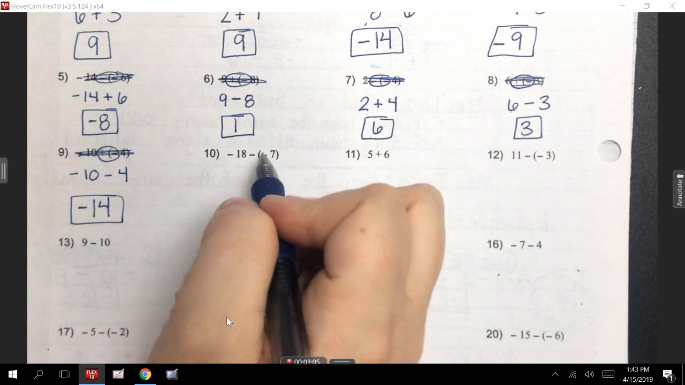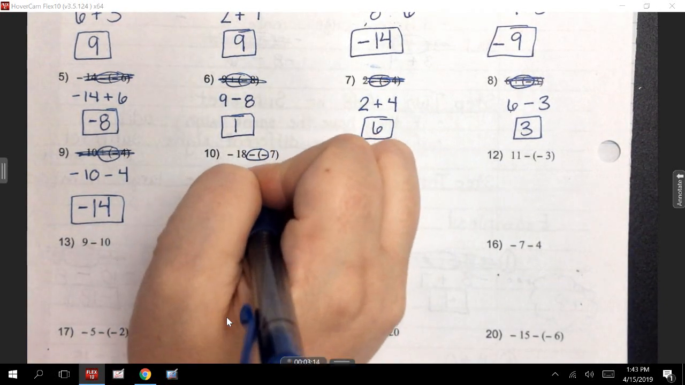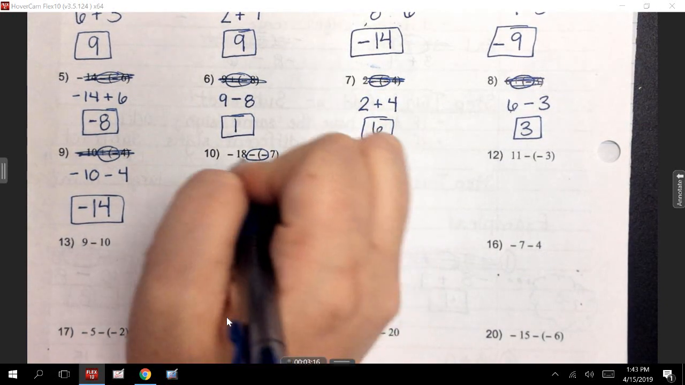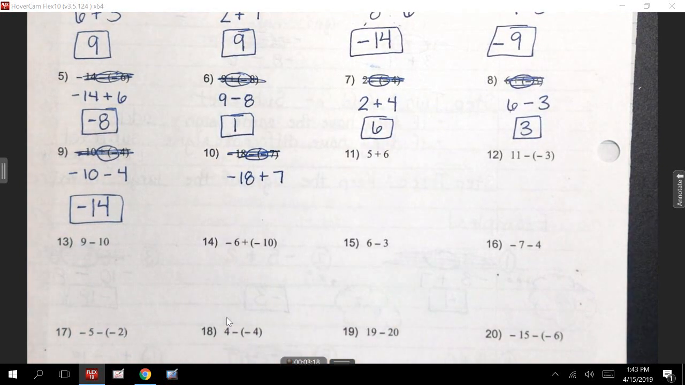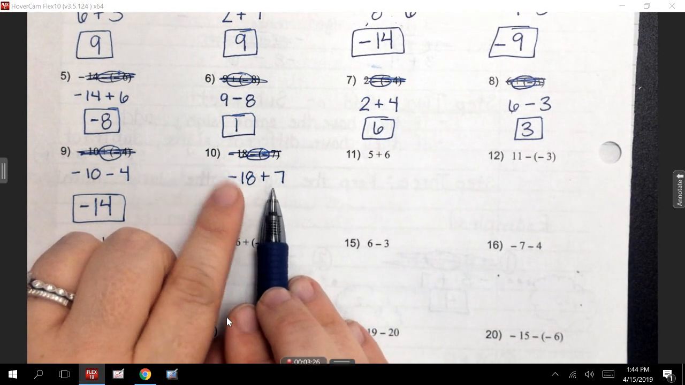All right. Number 10. I'm circling that double sign again. When I rewrite it, what should number 10 say? Shelby? Negative 18 plus 7. Please don't tap. Thank you. Negative 18 plus 7. Again, double sign. I have to ask my question again. Same signs or different signs here. McKenna?